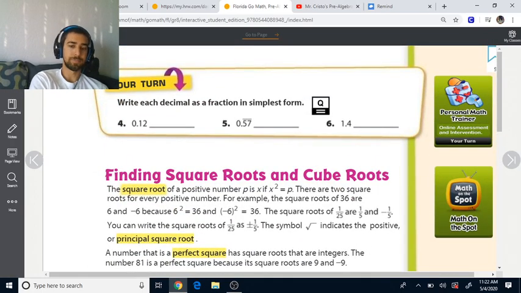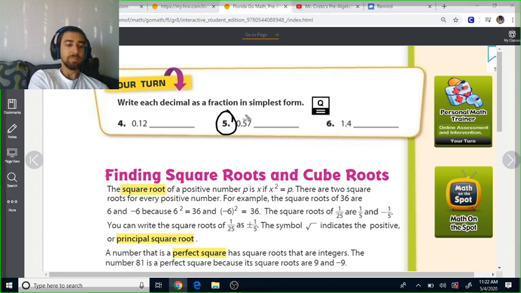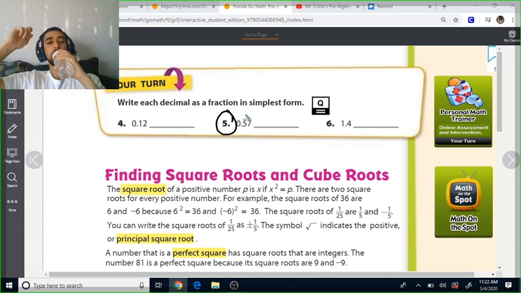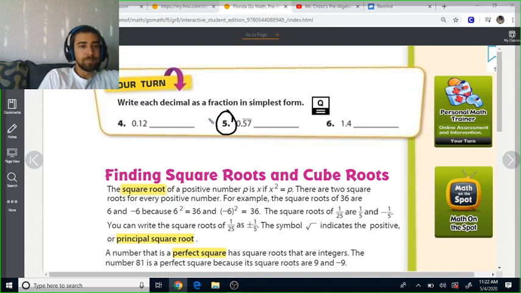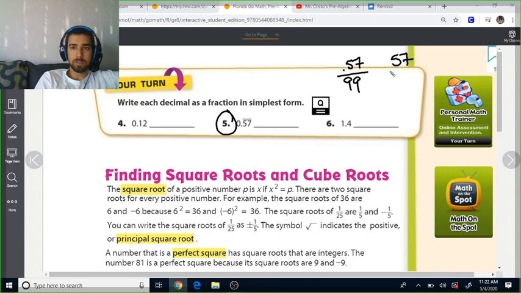What would be the answer to number 5? It's a repeating decimal, so if you have 0.57 repeating, and I told you guys to do it over 99, your answer would be, take out the decimal, 57 over 99.